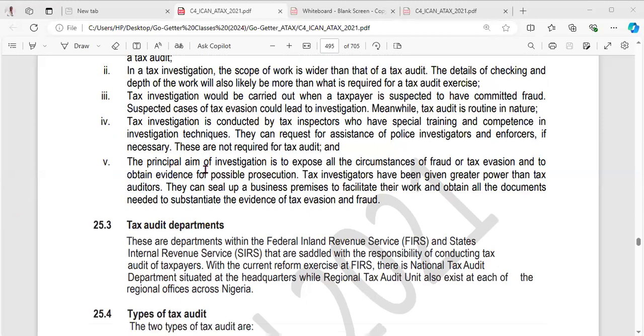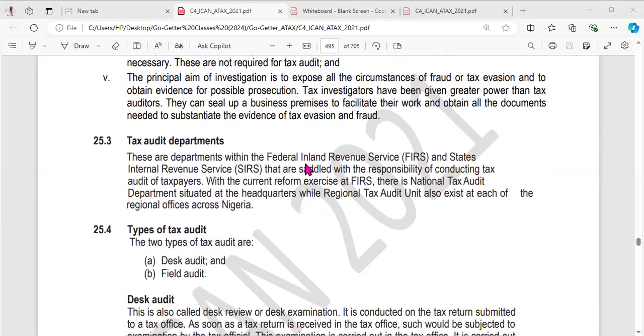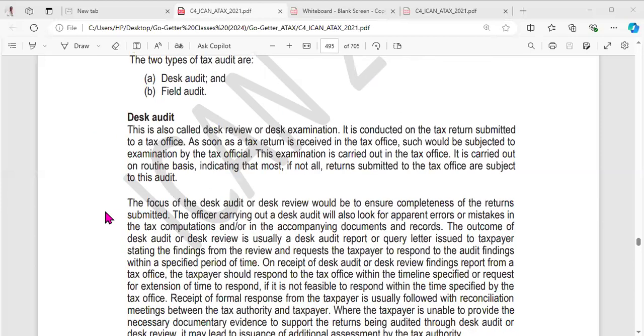Then we have tax audit departments. But let's go to the two types of tax audit we have: desk audit and field audit. Now, the desk audit, also called desk review or desk examination, that's the name they call it now. Desk examination is conducted whenever a tax return is submitted to the tax office. So as soon as you submit a tax return, be it VAT or company income tax, it will be subjected to examination by a tax official, and it will be carried out on a routine basis.